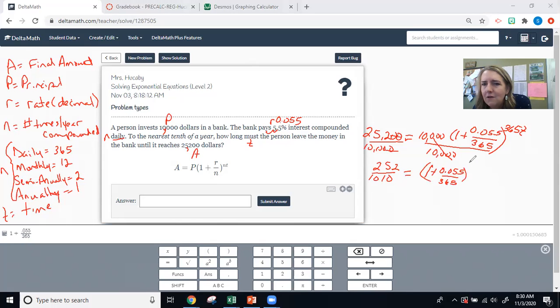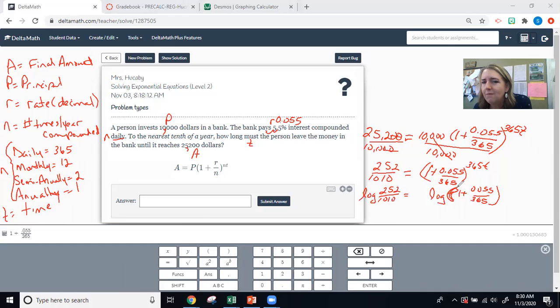Okay, and this is to that 365t. I have both sides, and this side is to an exponent. I need to solve for a variable. So we're going to take the log of both sides. Log of 25,210,10 equals, I'm going to leave a space here, the log of 1 plus 0.055 divided by 365.